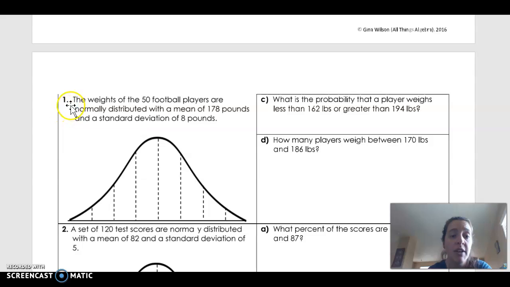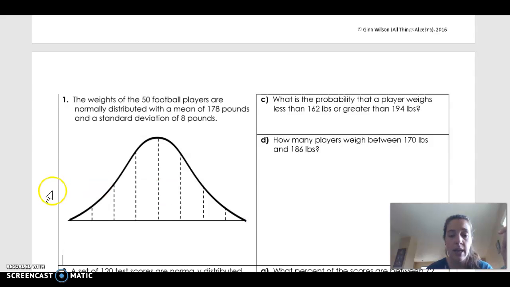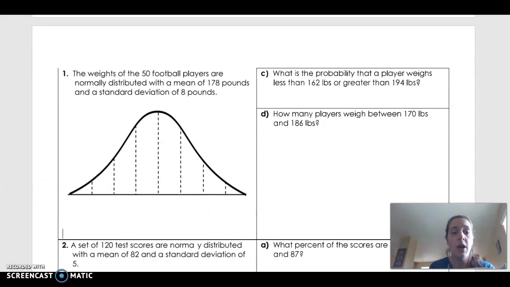So for this first question I have, the weights of 50 football players are normally distributed, which tells me in the sentence that I'm dealing with this curve, with a mean of 178 pounds and a standard deviation of 8 pounds. Well, what that tells me is first I'm going to draw my picture so I can use that picture to help me answer the questions. Let me see if I can make a little bit more space to draw this. Perfect. So I see that my mean is 178, so I know that goes right in the middle.